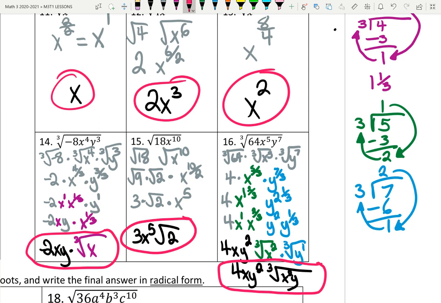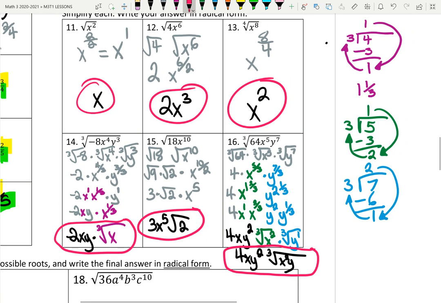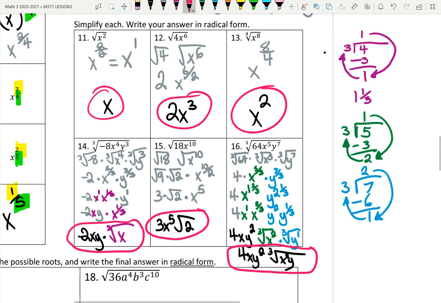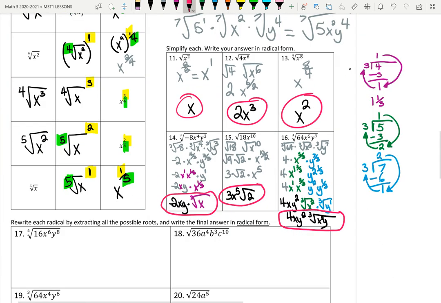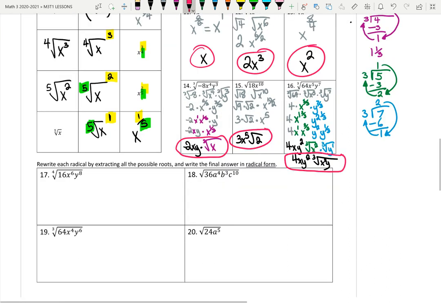So the idea is rewriting them as mixed numbers is going to reveal what goes in front of the radical and what is going to stay behind. So we're going to rewrite some more expressions. And we're going to write our answers in radical form.